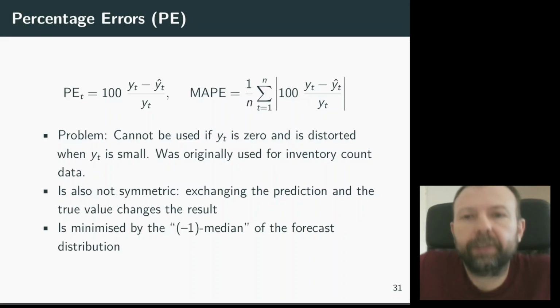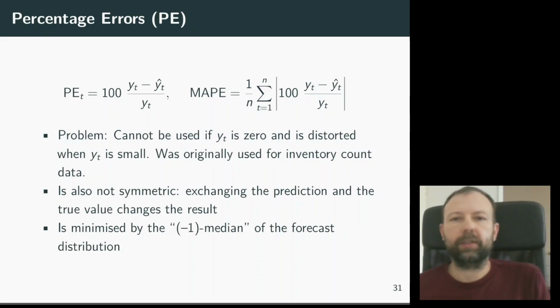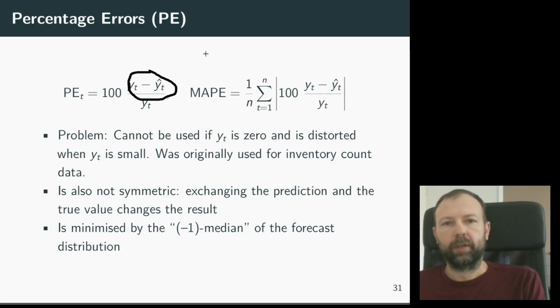Okay, so the first thing that people came up with were these percentage errors, right? So the idea is, okay, well, let's just divide by the actual. So we have a percentage error where we have on top the error, actual minus the forecast, and we divide by the actual, and now we calculate the mean and the absolute value over that, which gives us the mean absolute percentage error, which is this thing here.